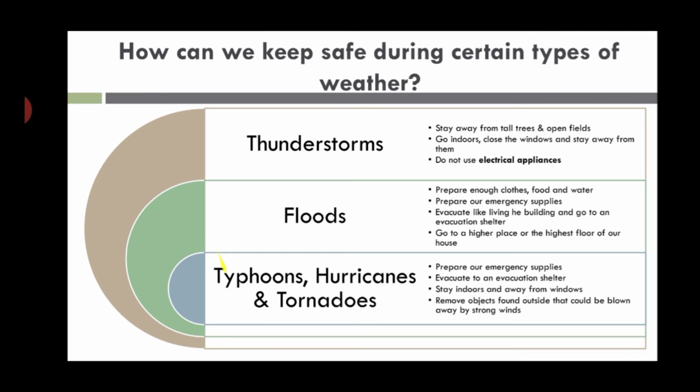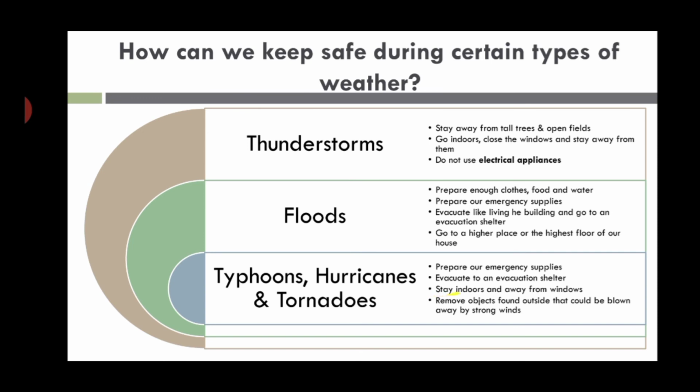The last one, we talk about typhoons, hurricanes, and tornadoes. Typhoons or hurricanes are very strong winds that come with very heavy rain. What about tornadoes? Tornadoes are very strong winds that come from powerful thunderstorms, and the strong winds can cause a lot of damage. So, what should you do during these kinds of weather?